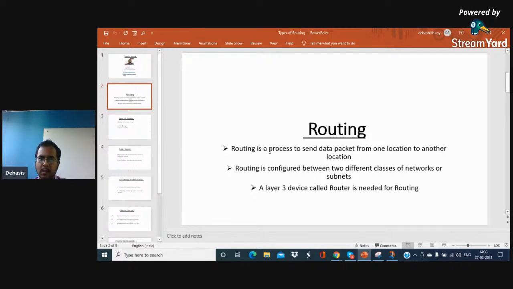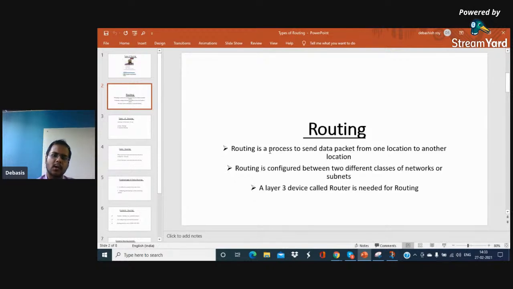Routing is configured between two different classes of networks or subnets. Yes, that is very important, because if you have two different LANs in two or more different cities, then you can have two different classes of networks, say class A and class B, or class A and class C, or class B and class C at either end. And you can have different subnets also, say 10.0, 20.0, 30.0. So to connect between these networks, you need routers.